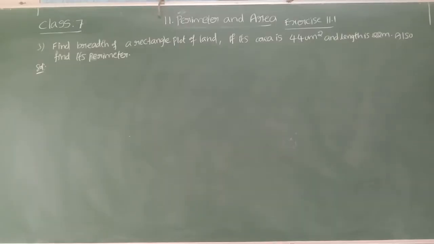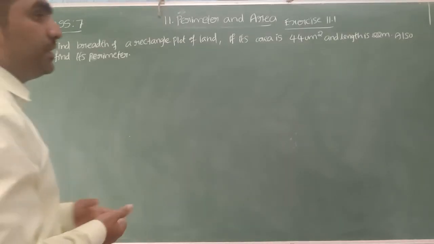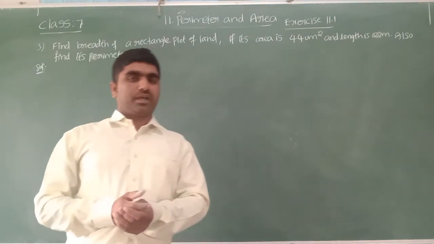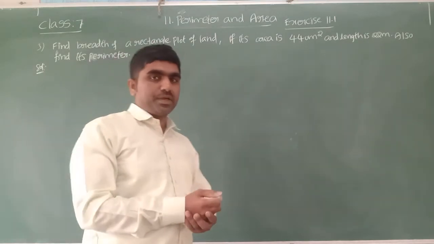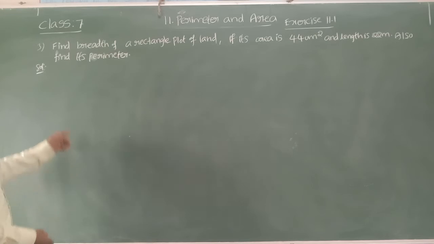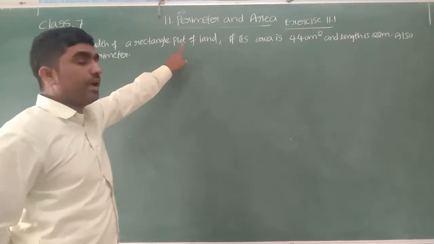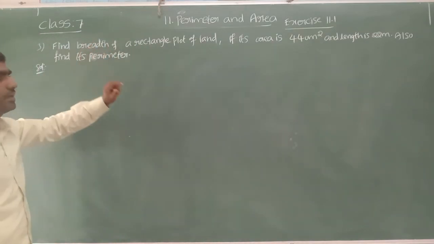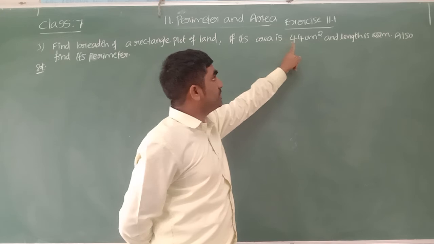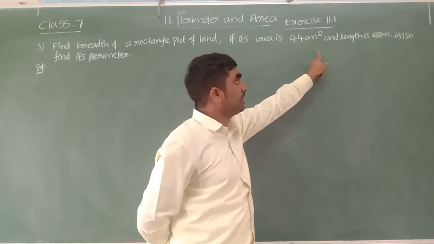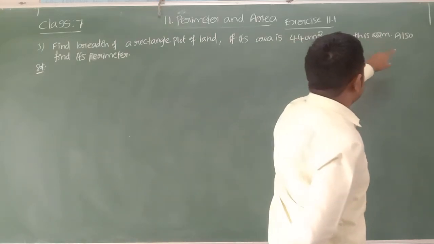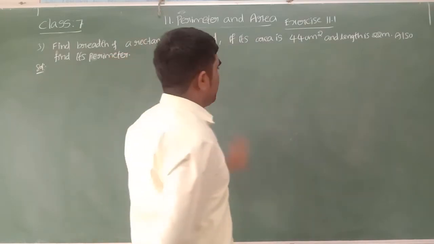Children, let us see some applications based on area and perimeter of square and rectangle. So here we have an application based on the rectangle. It is from exercise 11.1, third one, beta. Find the breadth of a rectangular plot of land, if its area is 440 square meters and the length is 22 meters. Also find its perimeter.